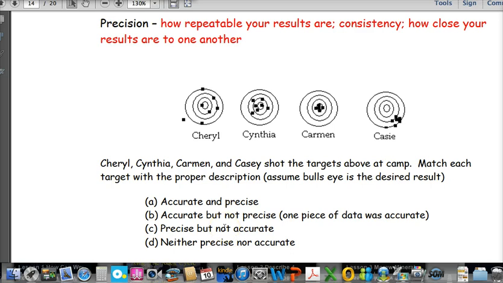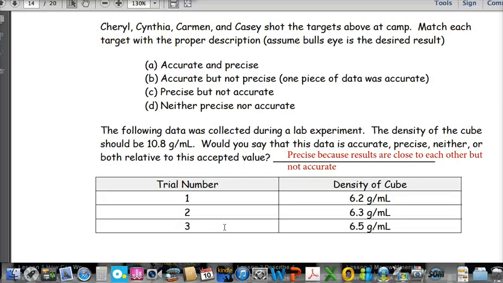Again, this is not something you really need to worry about. As long as you kind of understand the difference between the two, they're not going to ask you a question like this on the Regents exam, so we're not going to worry about it.